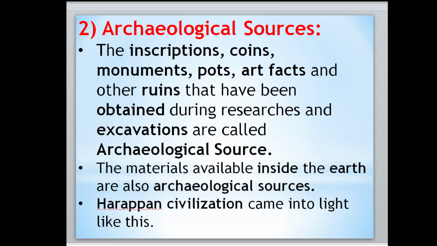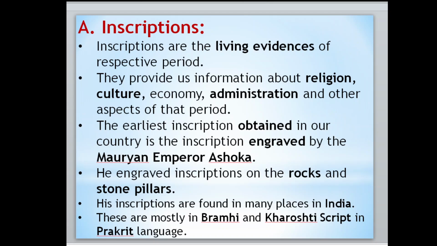For example, we have the Harappan civilization. When people were digging the land in the Sindh province, that time they came to know about the Harappan civilization, the Indus civilization. Okay, now move to the first one. In the types of archaeological sources, we have four types. The first is inscriptions. Inscriptions are the living evidence of the respective period. They provide us information about the religion, culture, economy, administration, and other aspects of that period.